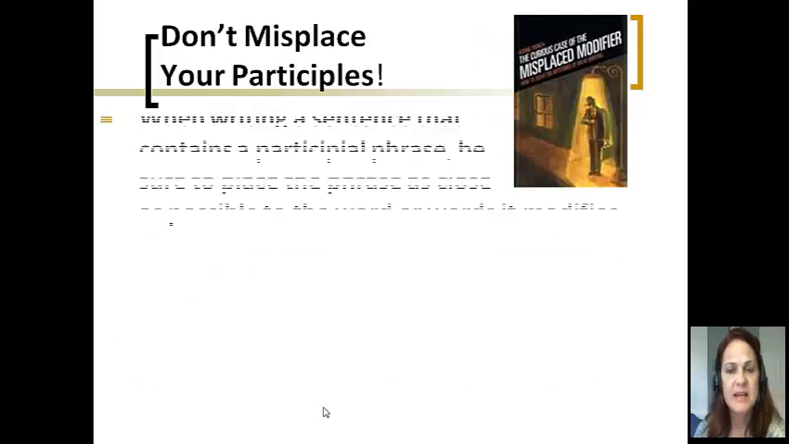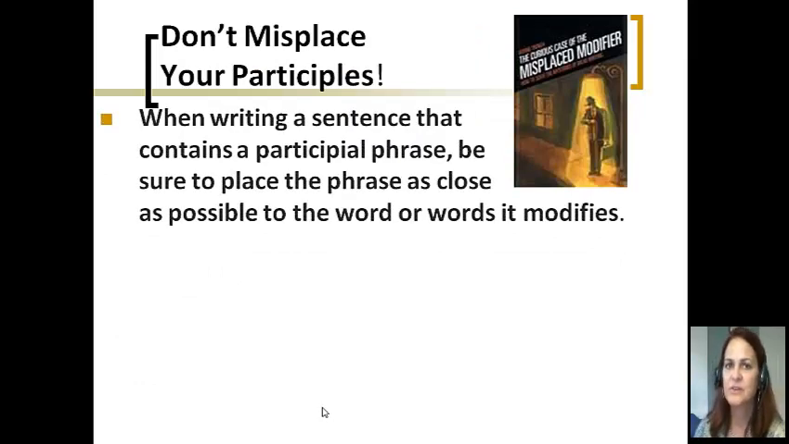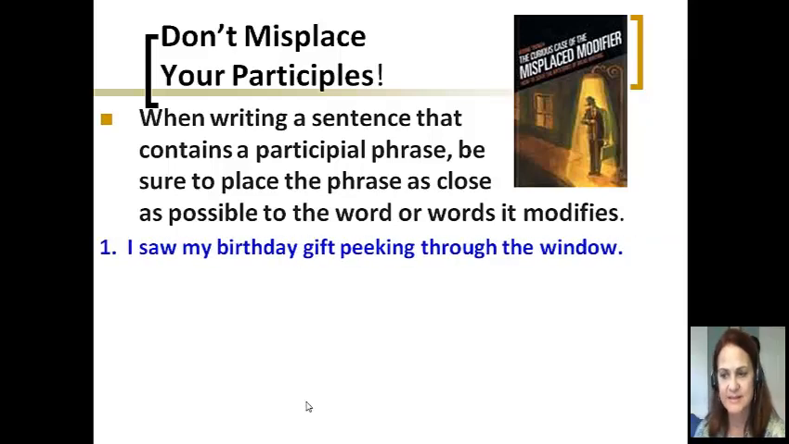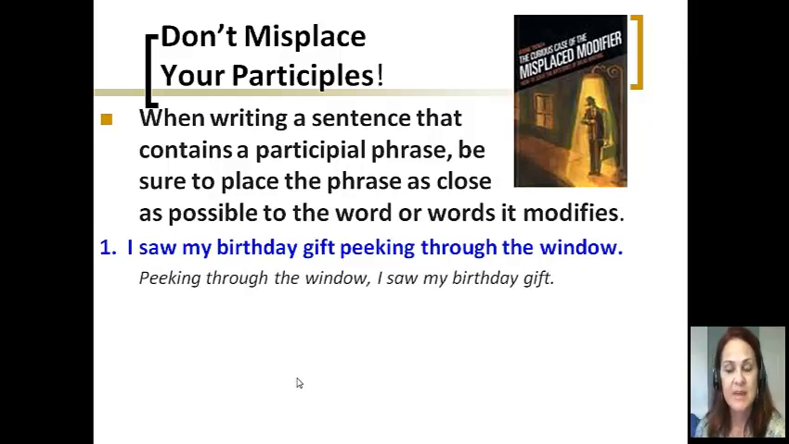And the last point is don't misplace your modifier. If you do, your sentence is going to sound funny. When writing a sentence that contains a participial phrase, be sure to place the phrase as close as possible to the word it modifies. Let's look at this. I saw my birthday gift peeking through the window. Huh? How can a birthday gift peek through a window? Unless it's an animal. Well, I don't know. Better to say, peeking through the window, I saw my birthday gift. Because who is doing the peeking? It's I. So in this case, your misplaced participle really confuses the sentence.